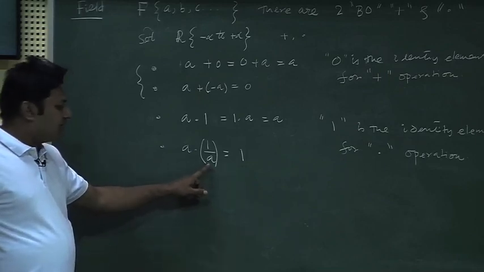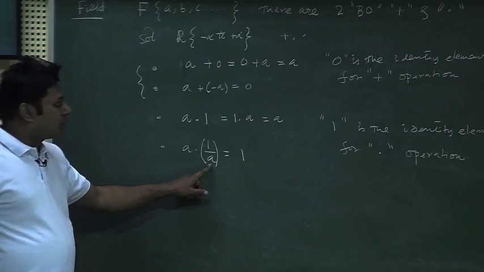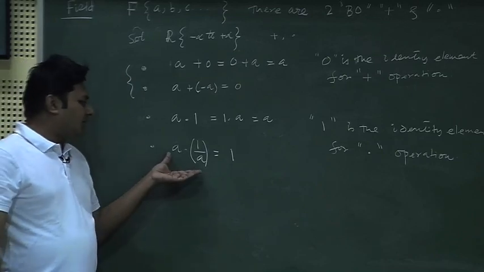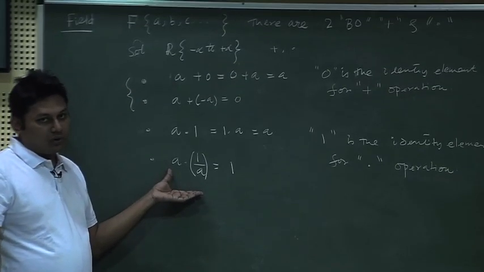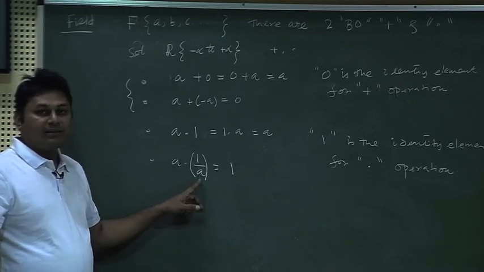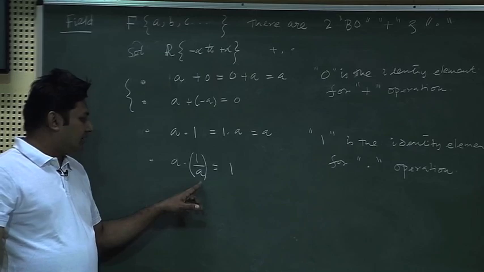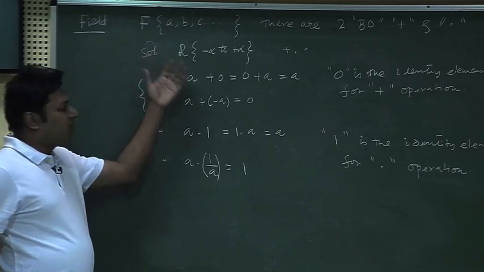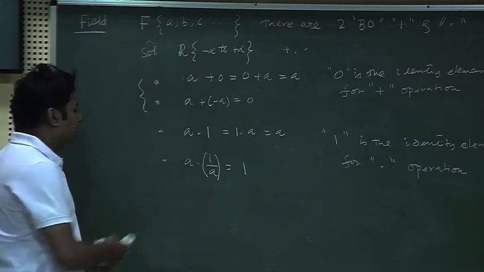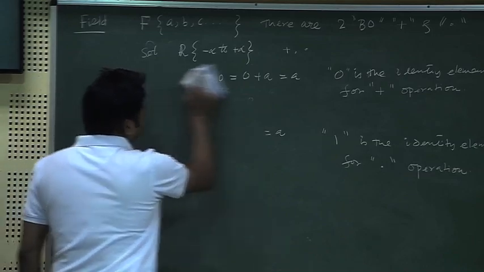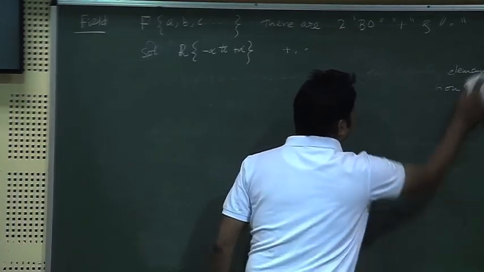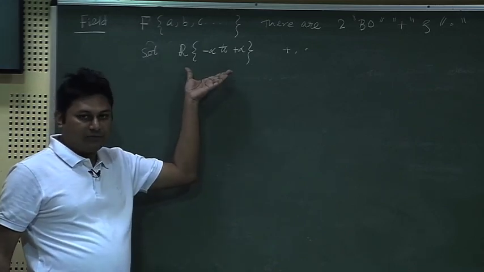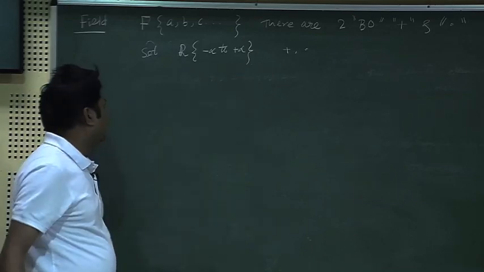Please again note that if A is 0, then this will not happen. But when I define a field, I say that this is true for all non-zero elements. So since it is true for all non-zero elements, I can safely say that this A is non-zero. If it is 0, then it is difficult, but my definition also excludes the point 0. So no problem with that. So we find that the set of real numbers can form a field. This is a very important concept.